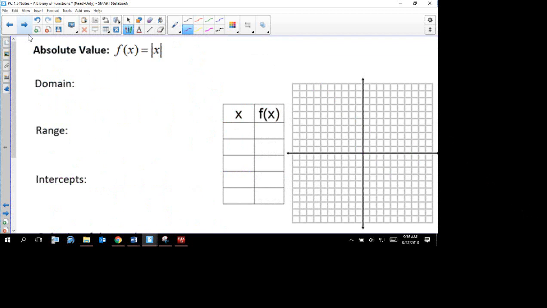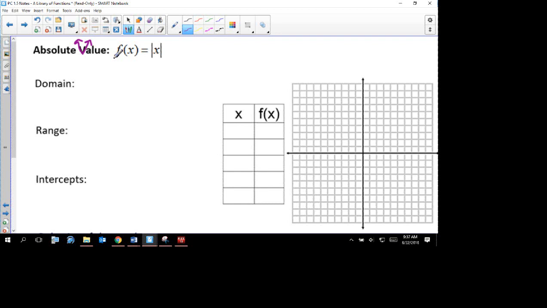Okay, now let's review the other one. You ready? I'm gonna go fast. Absolute value looks like what? Show me. Everyone show me. Absolute value. How to remember: it looks like a V. How can you remember it looks like a V? Value. Right, like the word absolute value. Absolute value looks like a V.